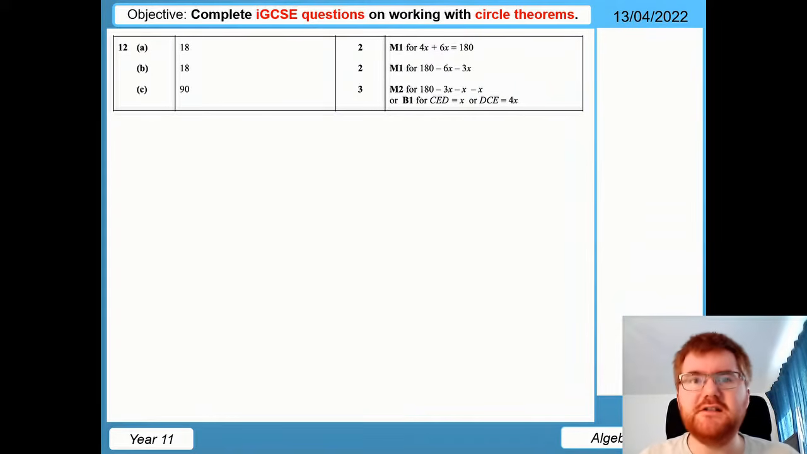Right, you can have a look at the answers and you can see where you pick up the method marks. That was 7 marks, considering that probably took about 5-6 minutes. That's pretty good going in terms of time.